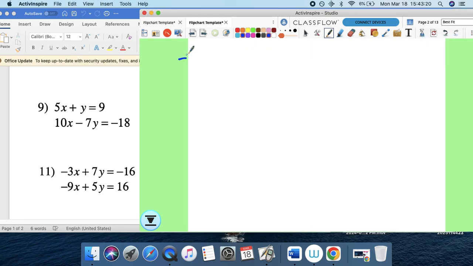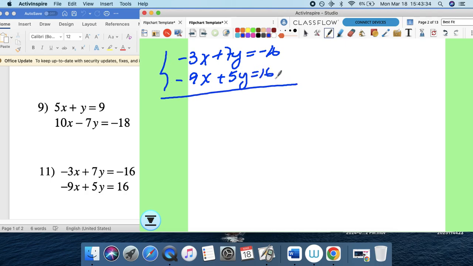Equation 1, negative 3x plus 7y equals negative 16. The second one is negative 9x plus 5y equals 16. So I want to do substitution. Let's see whichever one is easier. I don't want to deal with fractions. Hang on a second. That's going to be divided by 5, so that doesn't help. Yeah, it doesn't matter which one I use. They both give me fractions.